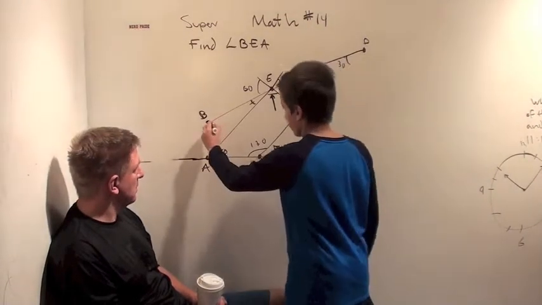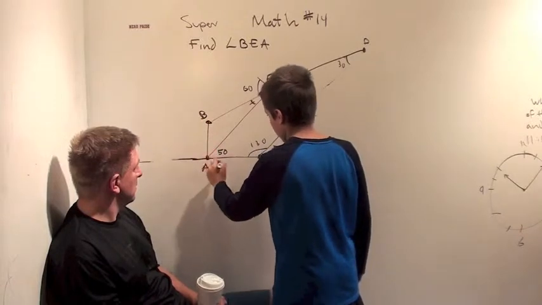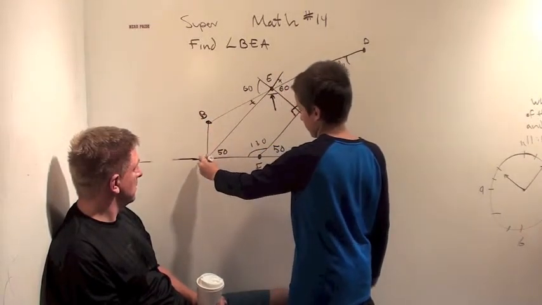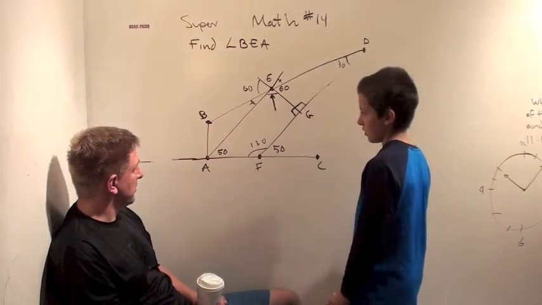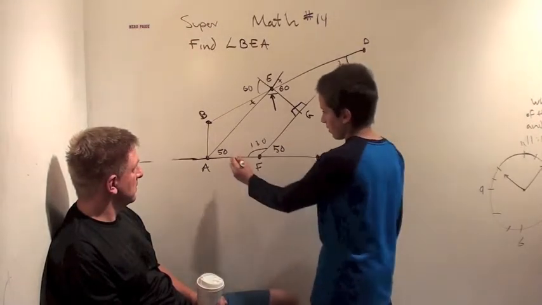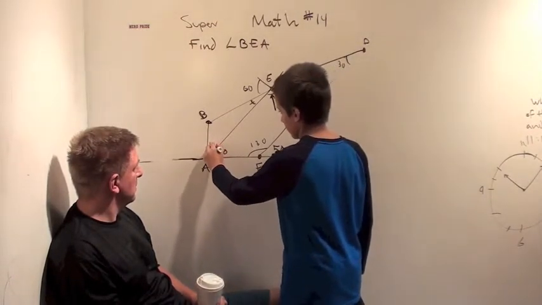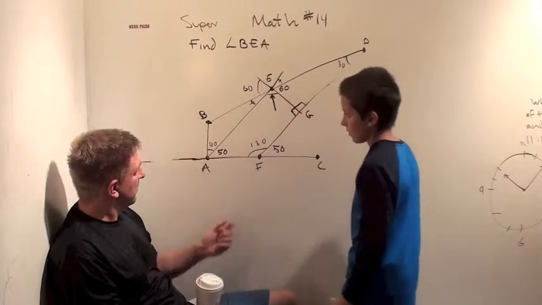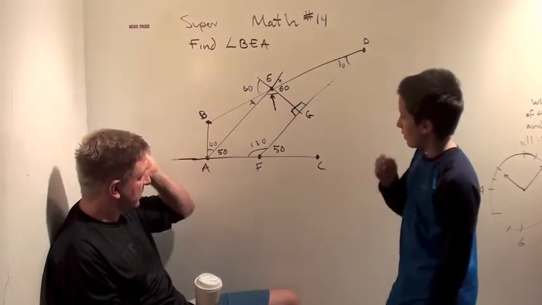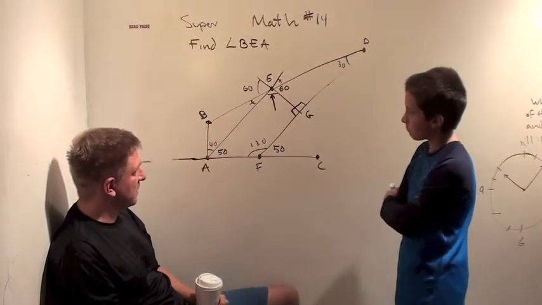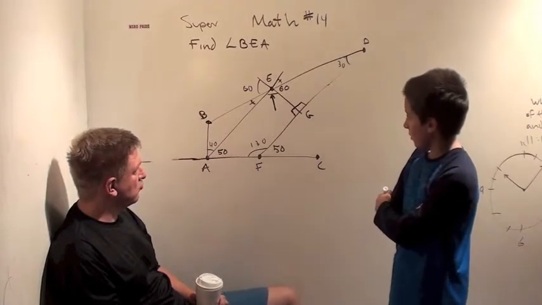Well, how about we draw a line that's perpendicular? That line's perpendicular to this line. So this is 40. That angle's going to be a little tricky to find. That's not gonna work.